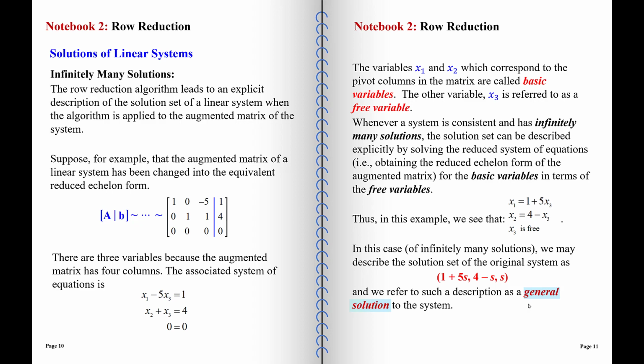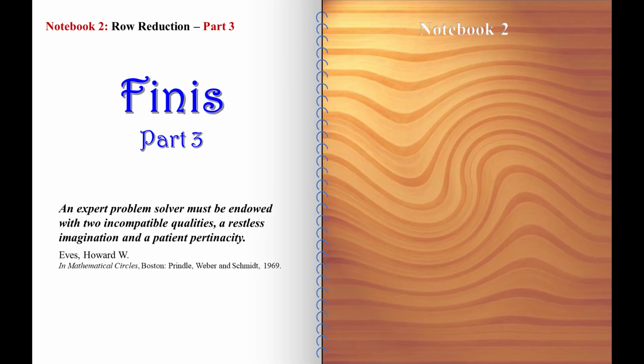If you wanted a particular solution, then you could choose a value for s, such as 0, as I did verbally a moment ago. If you chose s to be 0, then you would have 1, 4, 0 as a particular solution to the linear system. And again, since there are infinitely many choices for s, we can see there are infinitely many solutions to the linear system. That concludes Part 3 of Notebook 2. In Part 4, we will formalize the theorems that I was just referring to about existence and uniqueness.